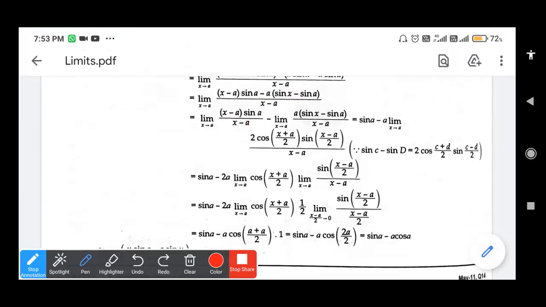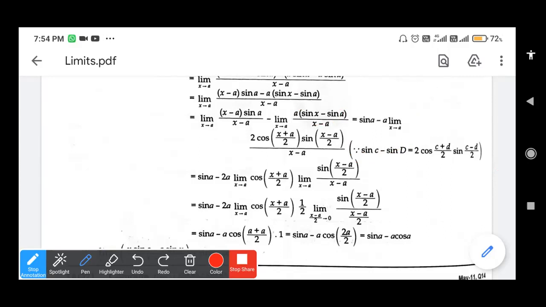After doing this, apply the limit. Okay, if you apply the limit, it will become the limit of sin x minus sin a. Sin x minus sin a is in the form of sin C minus sin D. Sin C minus sin D is nothing but 2 cos of (C plus D) by 2 into sin of (C minus D) by 2.